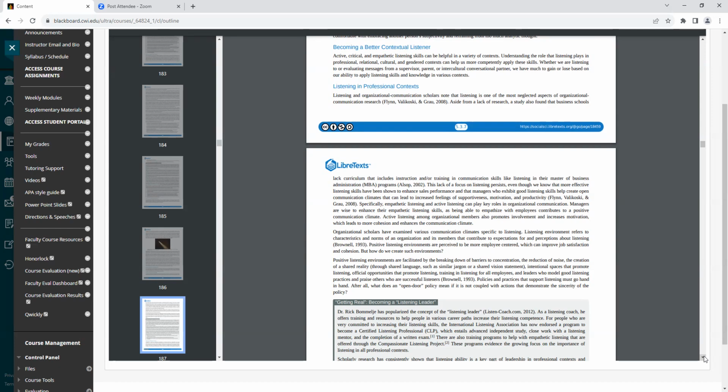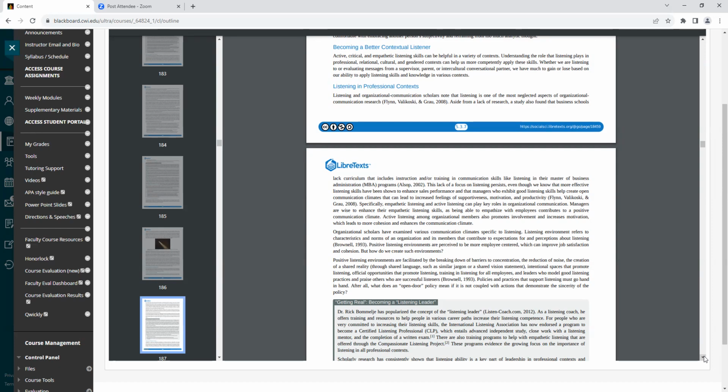Listening in professional contexts. Listening and organizational communication scholars note that listening is one of the most neglected aspects of organizational communication research. Aside from a lack of research, a study also found that business schools lack curriculum that includes instruction and/or training in communication skills like listening in their Master of Business Administration programs. This lack of a focus on listening persists, even though we know that more effective listening skills have been shown to enhance sales performance and that managers who exhibit good listening skills help create open communication climates that can lead to increased feelings of supportiveness, motivation, and productivity.